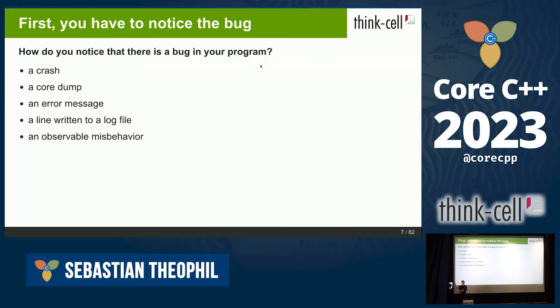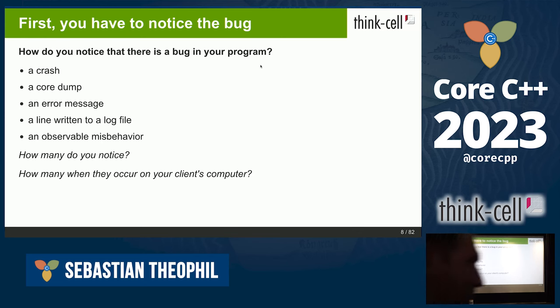So there are better ways to get bug reports, to get informed that something is going wrong. Maybe your program crashes. That is good. That's a clear indication something is going wrong. Maybe you get a core dump along with the crash. Maybe it just shows an error message. You write a line to a log file that something unexpected is happening. Or you have some other misbehavior that is somehow observable. Some dialogue doesn't look right. How many of those do you notice? And crucially, how many of those would you notice if they only occurred on a customer's machine? And how can you make sure that you get all those bug reports?